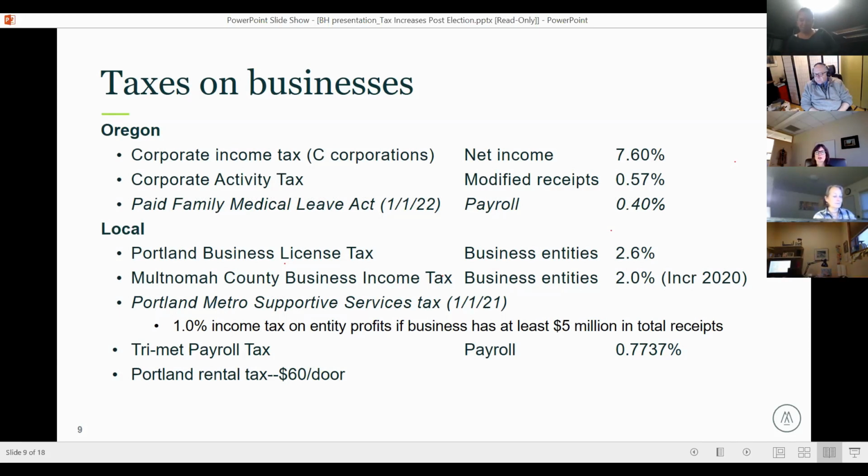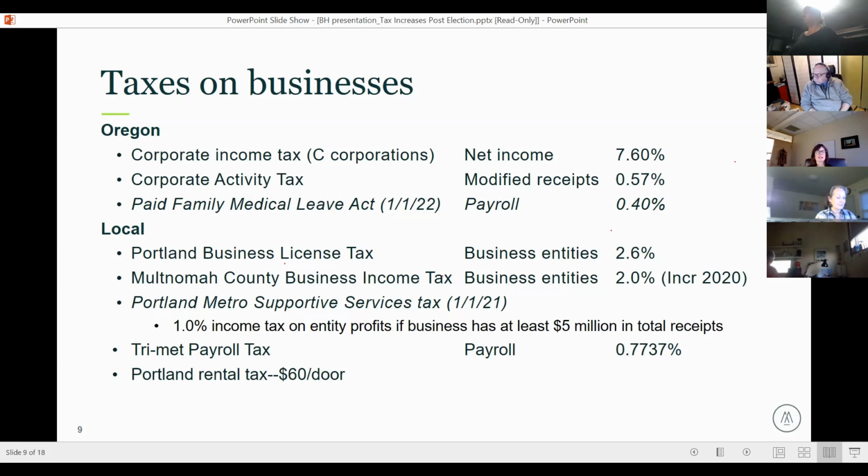That is based on payroll. It's a little unusual. It's split. It's a 1% total tax. The employer pays 40% of it and the employee pays 60%. So that's a 0.4% tax on the business. Local taxes: the Portland business license tax is 2.6% now. That rate has crept up significantly over the past few years. Multnomah County business income tax, the McBIT, is at 2.0% effective January 1, 2020.